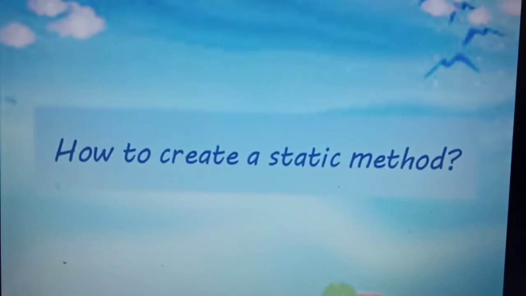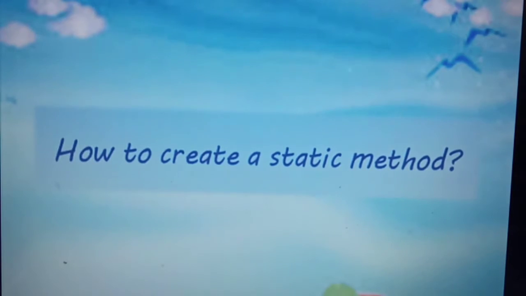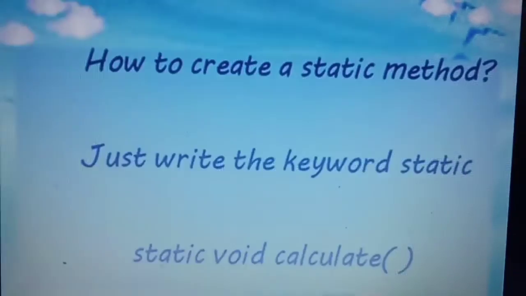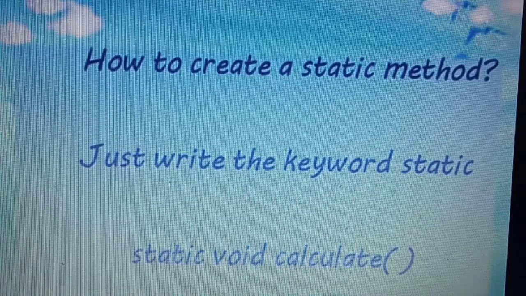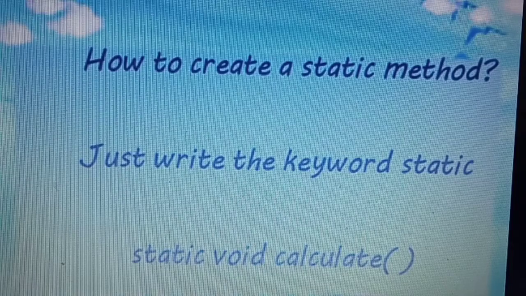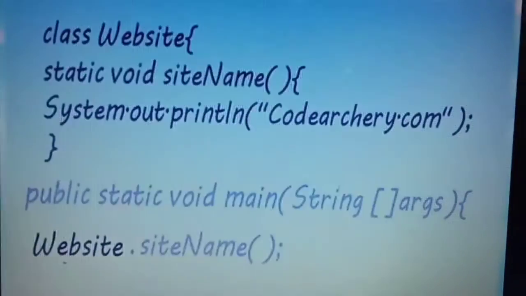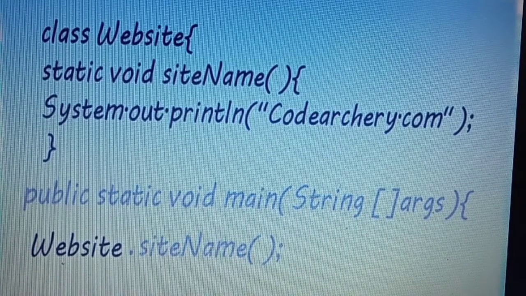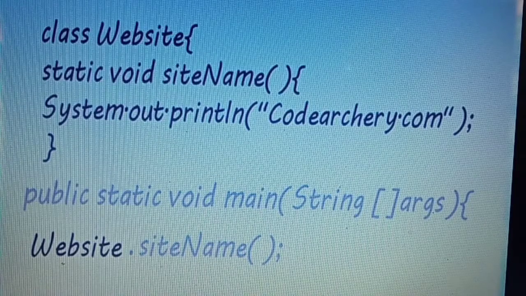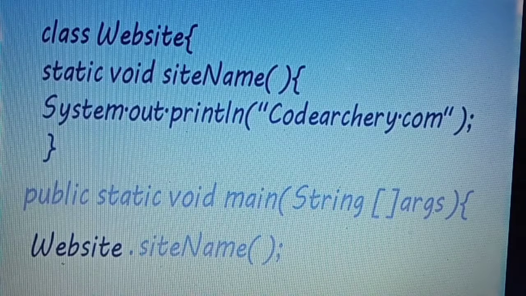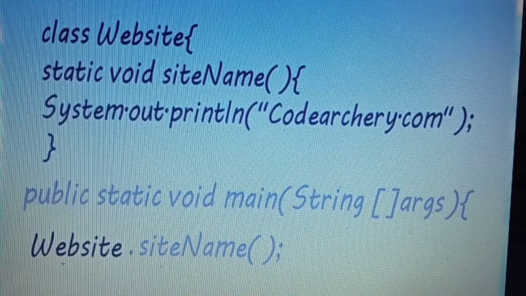Now we study the concept of static method. How to create a static method? Just write the static keyword in front of the method declaration. Example, static void calculate. A static method belongs to the class. It means you can call a static method from anywhere by using its class name. For example, class Website. How to call the static method site name? We do not need to create any object of the Website class. We can simply write the class name Website dot site, where site is the method name. So this is how we call our method.